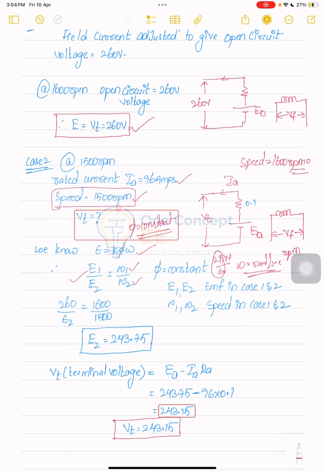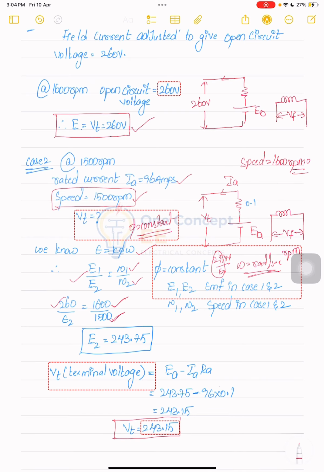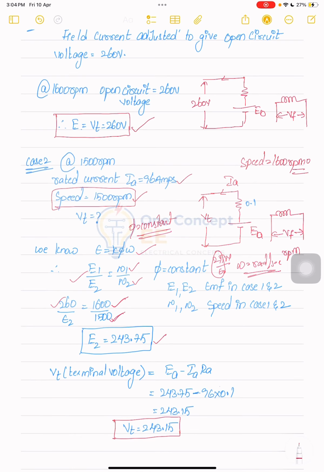By substituting the values, 260 volts, case 1 speed is 1600 rpm and case 2 speed is 1500 rpm. By this, in case 2, when the machine is delivering the rated current of 96 amps, it is generating an EMF of 243.75 volts.